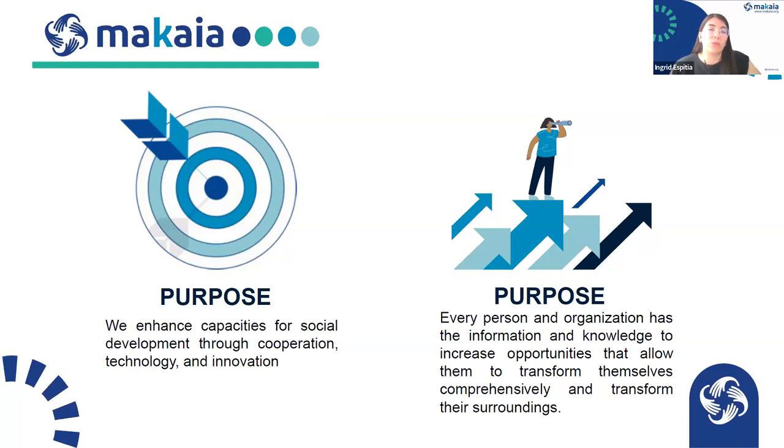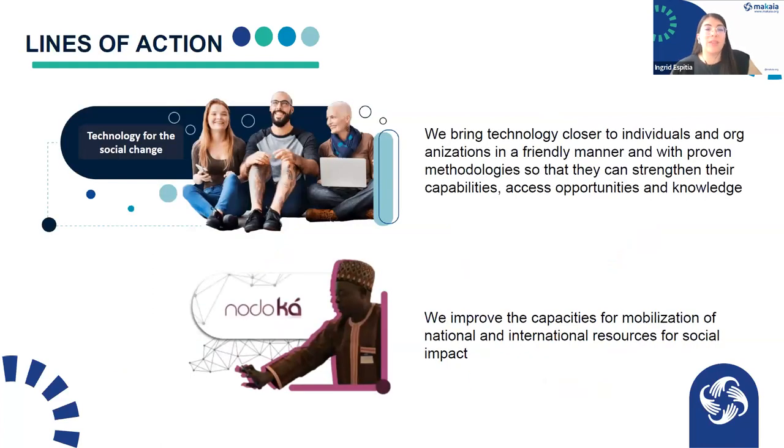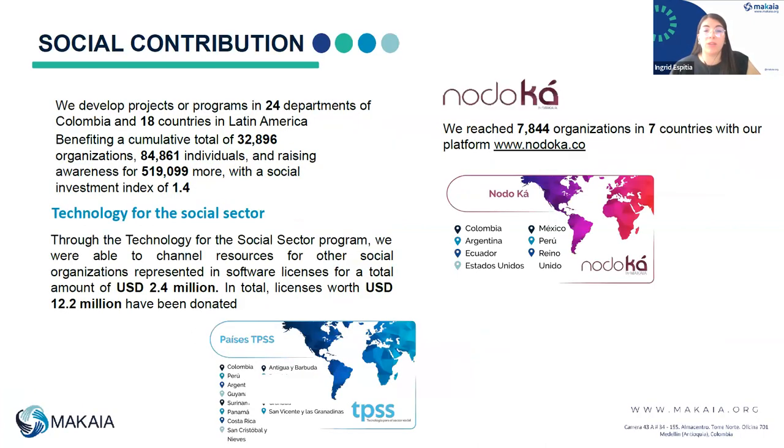We've worked through two lines of action. One of them is technology for social change. So we bring technology closer to individuals and organizations, and we try, in a friendly way, to go into appropriate methodologies to strengthen the capabilities, access opportunities and knowledge. And we also improve capacities through our line of mobilization and crowdfunding into national and international resources for social impact through our platform, Noloca.